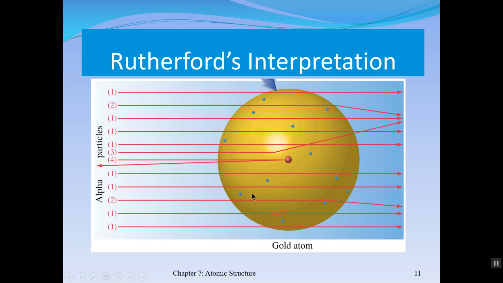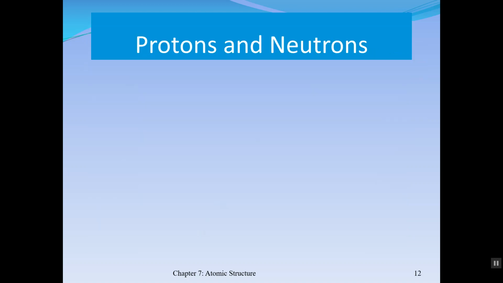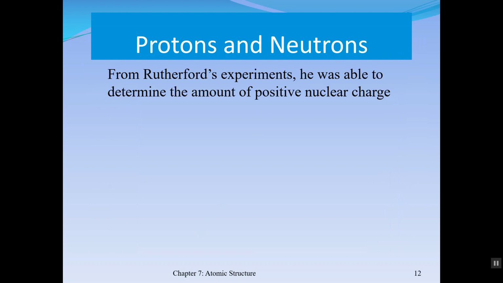So this contradicts the J.J. Thomson model, which says that the nucleus takes up most of the space of the atom. It turns out that the nucleus, based on Rutherford's experiment, occupies a relatively small space of the atom compared to the size of the atom itself. Okay, some other things I want to talk about, some other particles that were discovered.